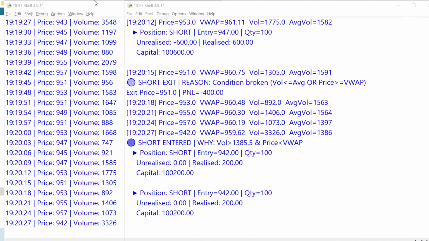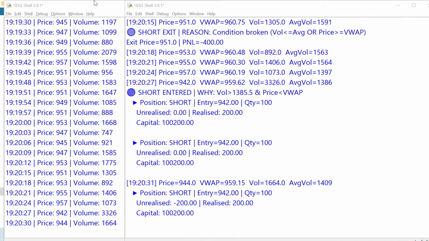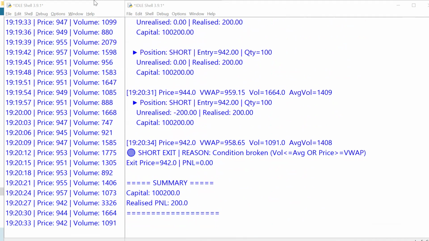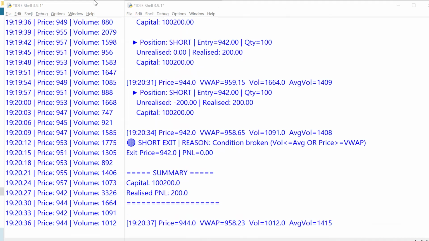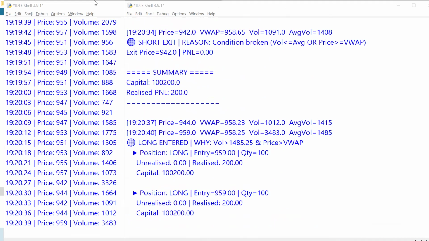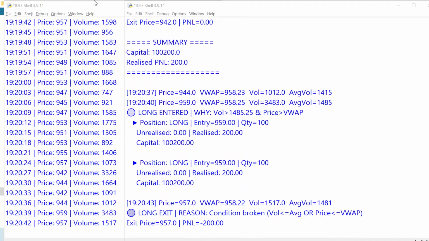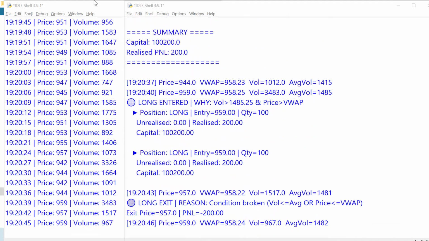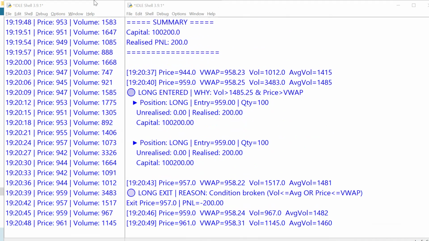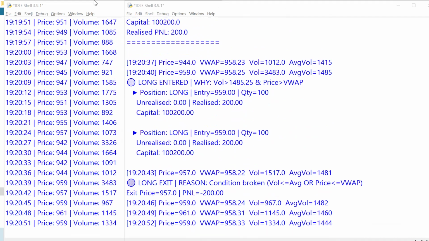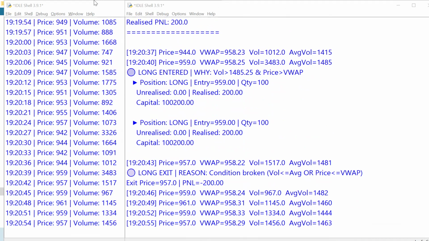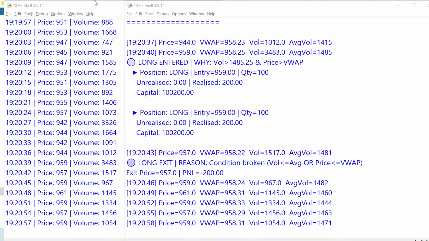Again, we are waiting for volume to go above the value. Okay, we are holding one short position. After every 100 seconds, we get one summary, so we get an idea what is happening with our algo. We exit the long position. So even with the delay of 3 seconds, it's still very dynamic.